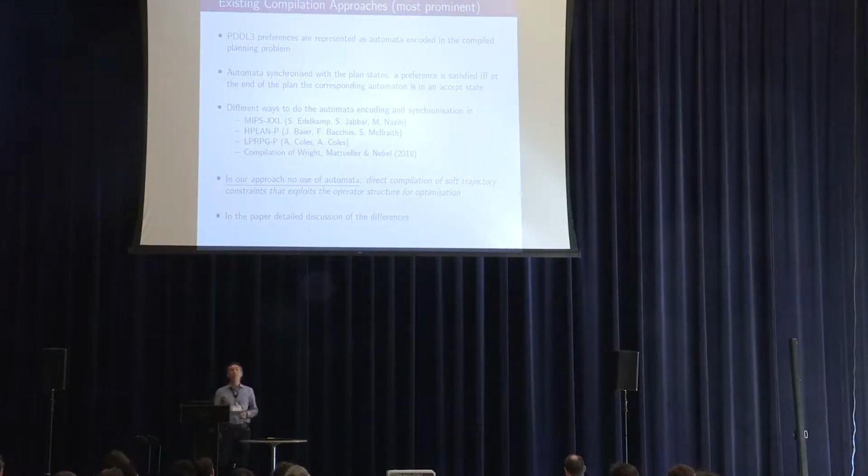There are several approaches based on compiling preferences. All these approaches are based on using, in some way, automata for representing the preferences, and they encode these automata in the planning states and in the operators. They have different ways of synchronizing the automata and the planning states so that a preference is satisfied if and only if the automaton goes to the acceptance state.